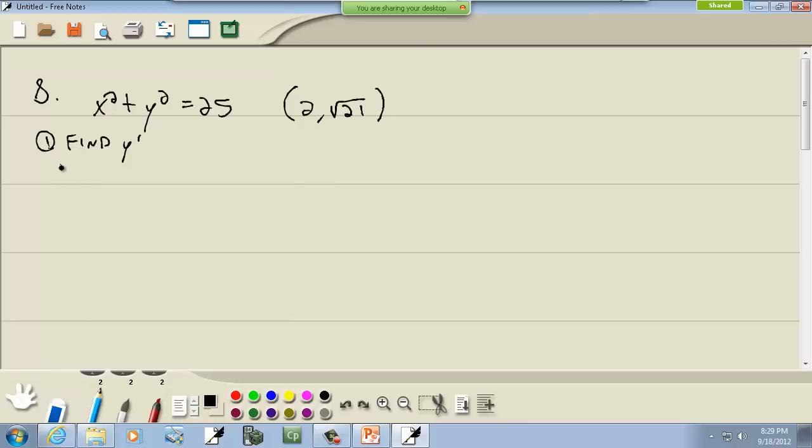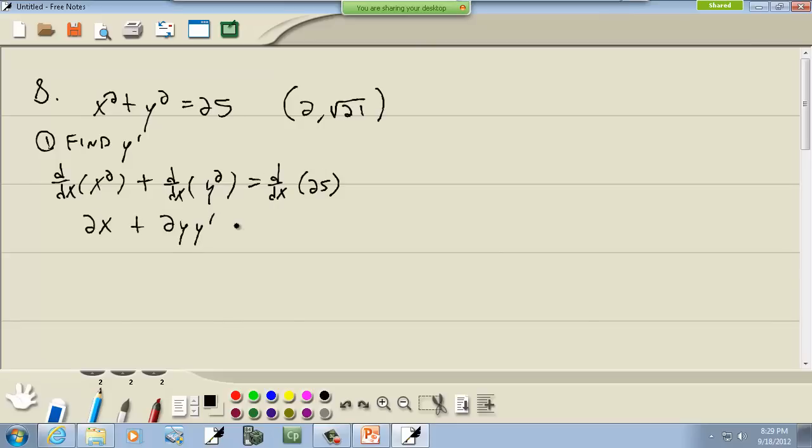Well, take derivative of everything where it's sitting. So we'll take derivative of x squared. We'll take derivative of y squared. And we'll take the derivative of 25, all with respect to x. That gives us 2x. The derivative of y squared is 2y, but then we have to add on a y prime because we're taking derivative with respect to x and it's y. And derivative of 25 is 0.